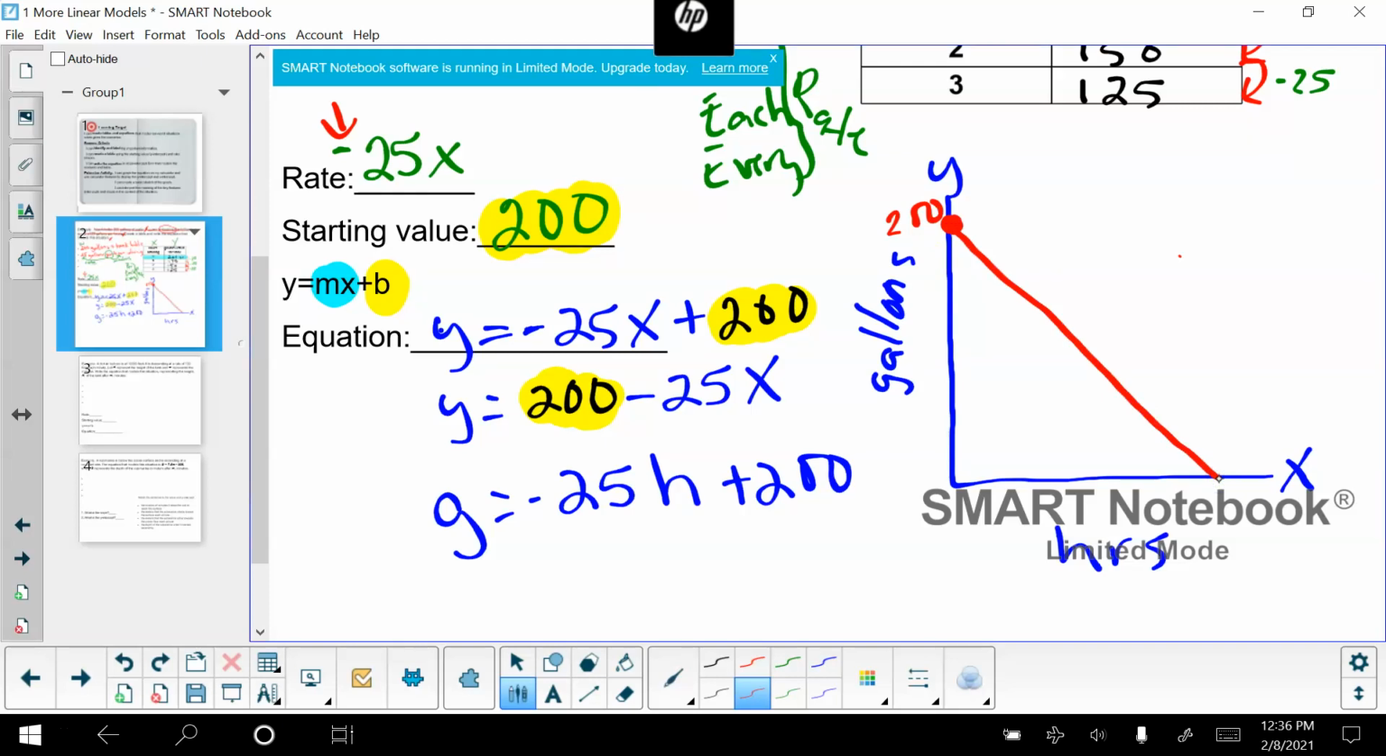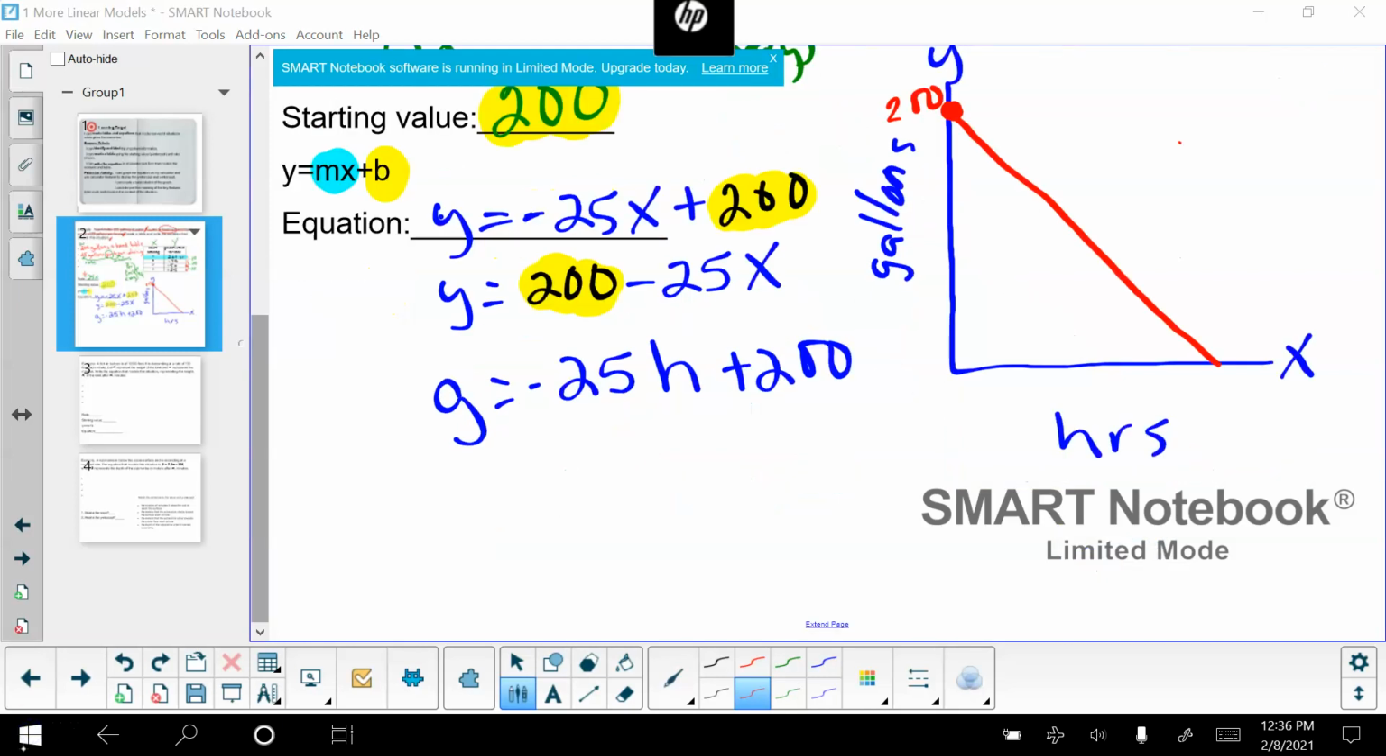But it would be good to actually have a model of this on our calculator. I'm going to show you how to do the calculator in a different video right after that, but if you don't have a calculator and you want to be able to find out your x-intercept, I'm going to show you how to do that on paper.